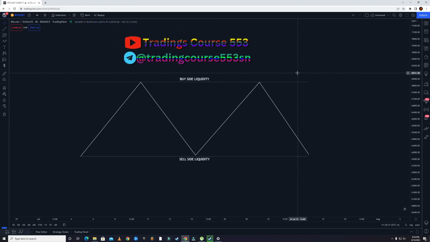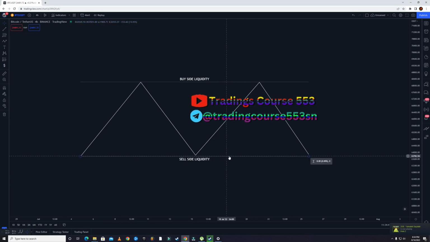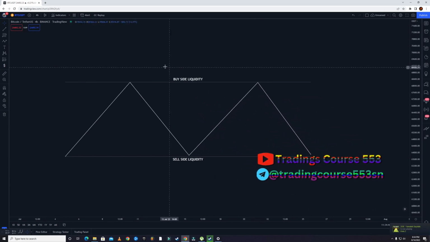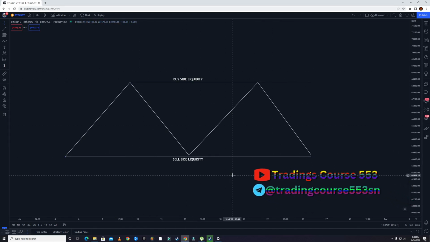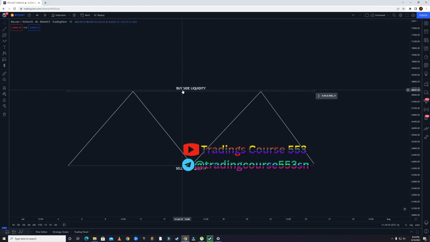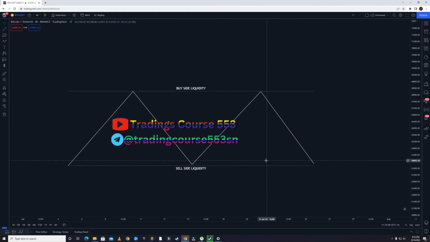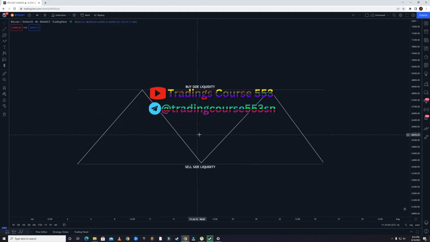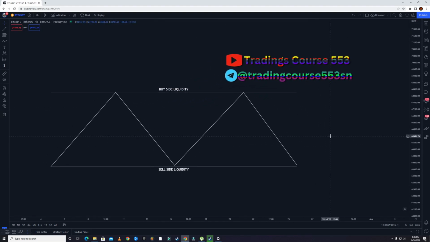So let's suppose that this is resistance, right? And this is support level. All right, so we are told to sell at the resistance and then buy at the support level. Okay, and now you might have noticed that I have labeled the resistance as buy side liquidity, and I have labeled the support level as sell side liquidity. And I'm going to explain to you why I did that. But let me explain a bit more about liquidity.